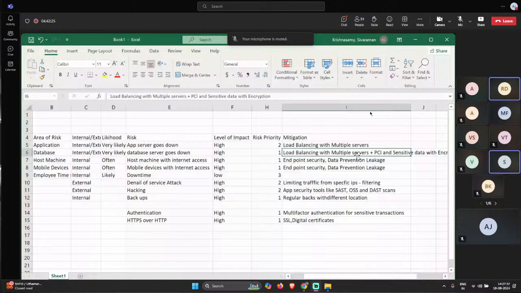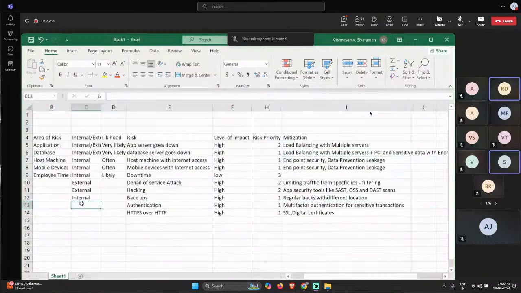But if you say active and passive, then we can understand for which application or which, for example, database server, we will have high availability. Risk is high availability does not exist. That is a risk. And then you can put a control saying that implementation of high availability can be the solution with a control in place. The audience who is reading should be able to understand what you're trying to interpret.